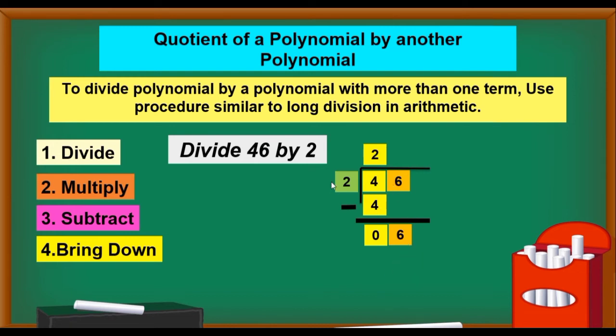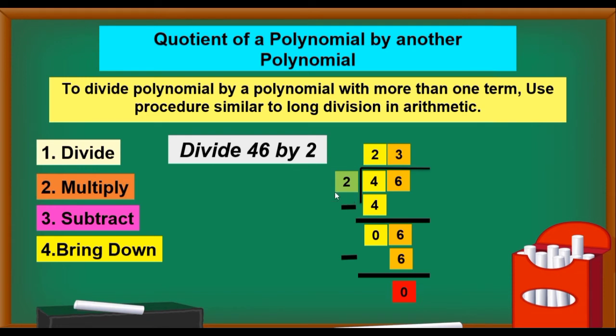So, ngayon, 6 divided by 2. Divide ulit, so magiging 3. And then, multiply tayo. So, yung 3 times 2, magiging 6. And then, 6 minus 6 ay 0. So, since 0 na po yan at wala na rin tayong ibababang number, ibig sabihin, ang ating quotient ay 23. So, 46 divided by 2 is 23. So, ang quotient natin ay 23. Tandaan, yung 46, siya po yung dividend, yung nasa loob na number.